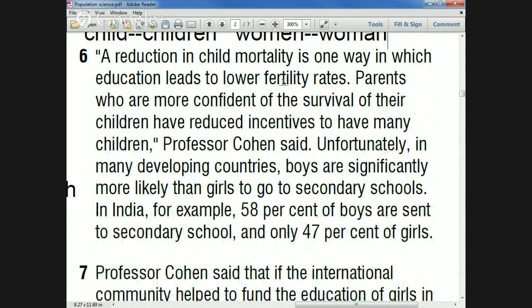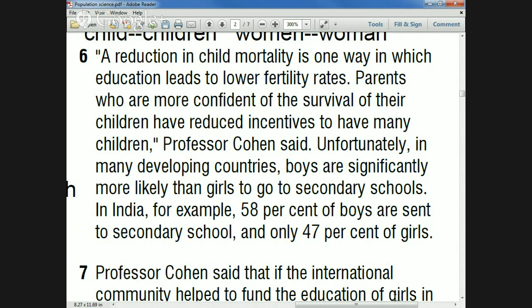A reduction in child mortality is one way in which education leads to lower fertility rates. Parents who are more confident of the survival of their children have reduced incentives to have many children, Professor Cohen said. Unfortunately, in many developing countries, boys are significantly more likely than girls to go to secondary schools. In India, for example, 58% of boys are sent to secondary school, and only 47% of girls.